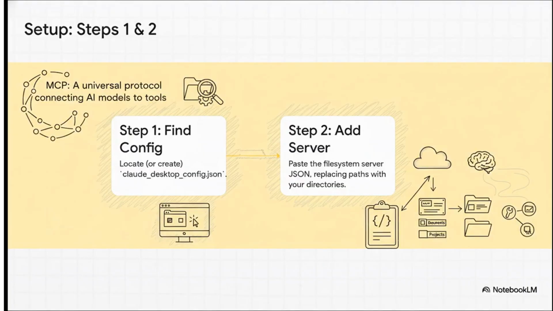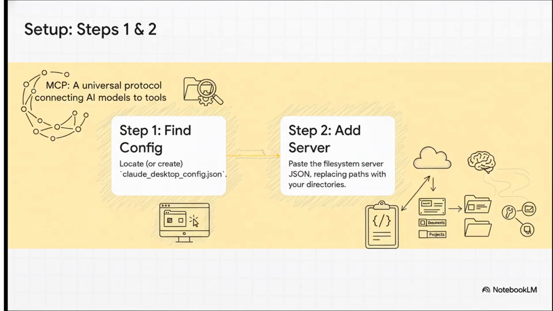For step 2, you're going to paste in a little block of JSON code. You can copy it from the screen or check the description below. This code is what tells Claude to turn on its built-in server for your file system. Now, the most important part, you have to replace the example paths with the real directories on your computer.